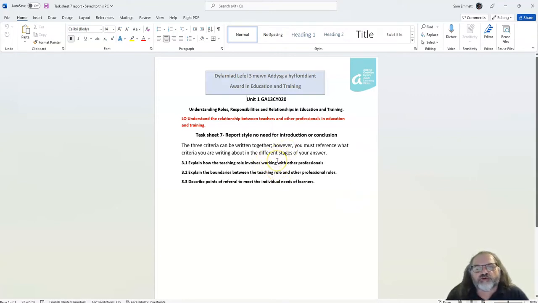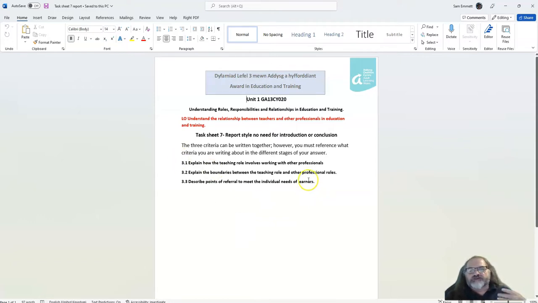With this one, what you're doing is writing a little report on a situation where the teaching role involves working with another professional. So there might be a situation where your course requires 80% attendance. One of the learners has only attended for 50%, and you're worried about this. So then you would work with the admin team, who would then follow up and try to work out what's going on with that learner and why they're not attending.